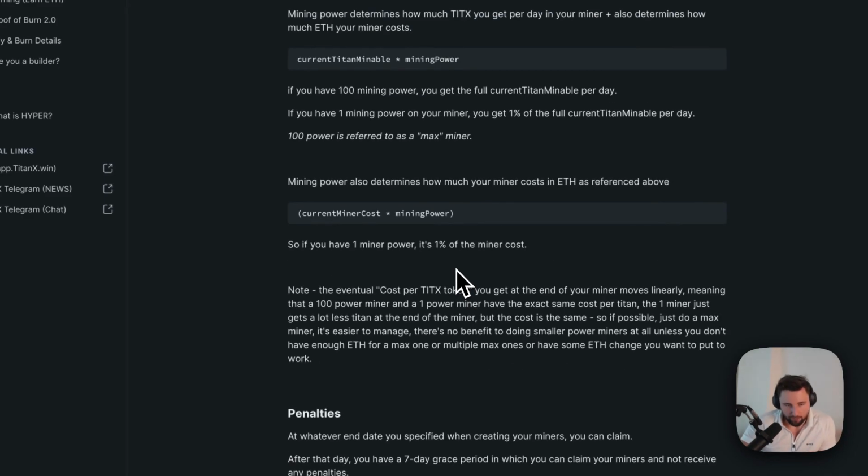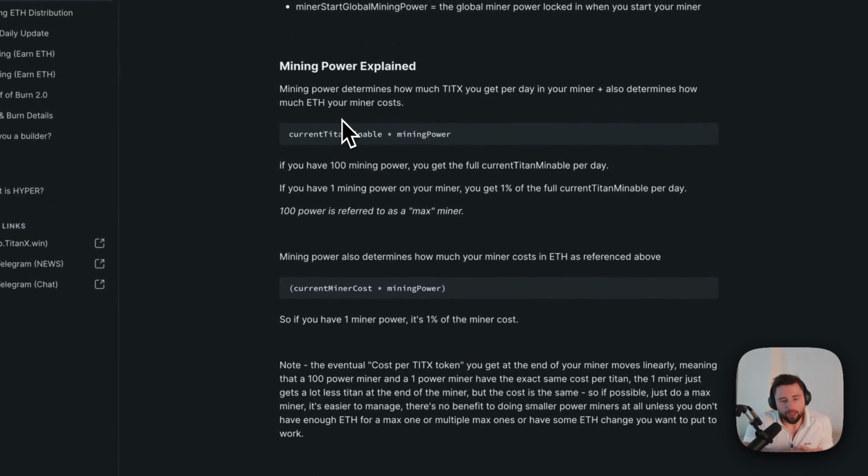So then you have mining power. So mining power explained. Mining power determines how much Titan X you get per day in your miner. And it also determines how much Ethereum your miner costs. So you get one miner, it's 0.1 max miner. So when we say max miner, essentially all we mean is it's a miner with 100 power. That's a max miner. So a max miner starts at 0.2 Ethereum. Now, if you do a miner with 1 power, well, then it would only cost 0.002 Ethereum. But you also get 100 times less Titan.